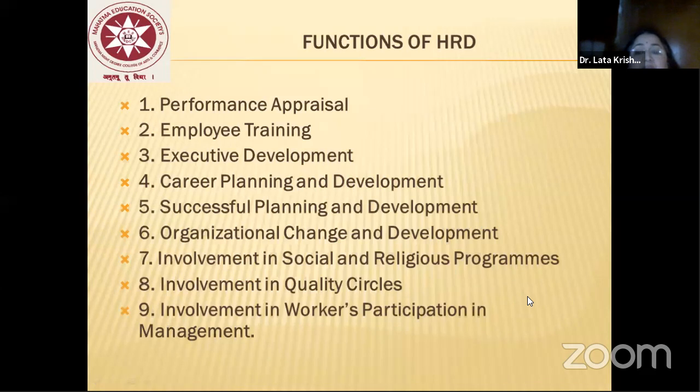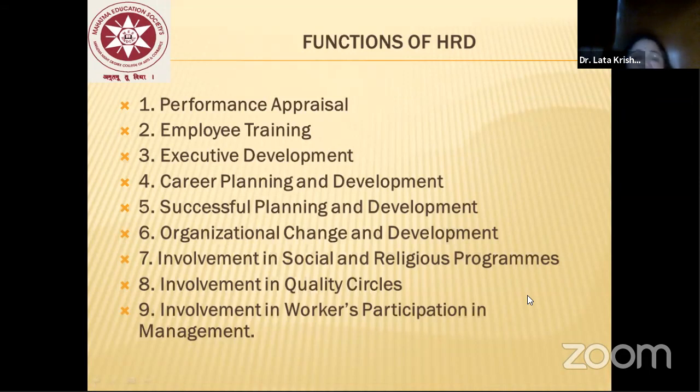So when your company is growing, there could be challenges, there could be opportunities, and planning and developing the business organization successfully happens only if the human resource development function is performed successfully in your company. So your company cannot plan and develop without a motivated and an effective human resource.